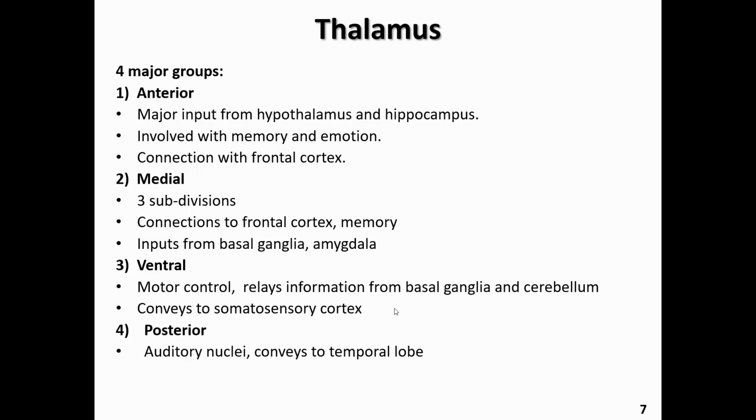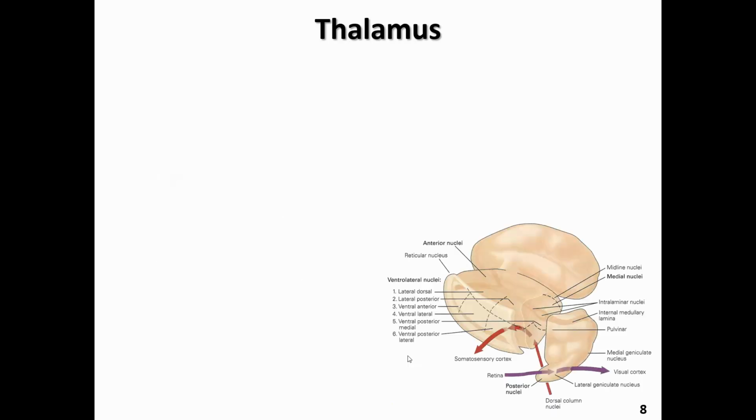The posterior region is made up of auditory nuclei, and it conveys to the temporal lobe for interpretation. So the auditory nuclei indicates that this is information coming from the ear regarding vibration waves in the air, or sound. Input from the retina does come in through the posterior thalamus as well, and that conveys to the occipital lobe, which houses the visual cortex.